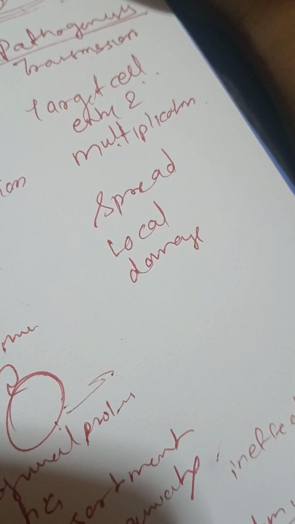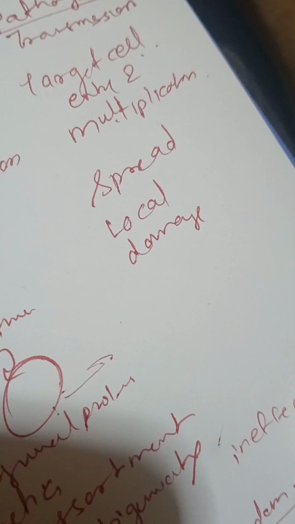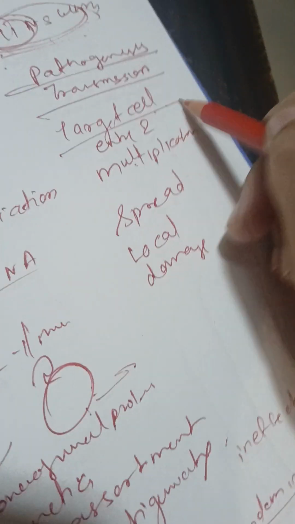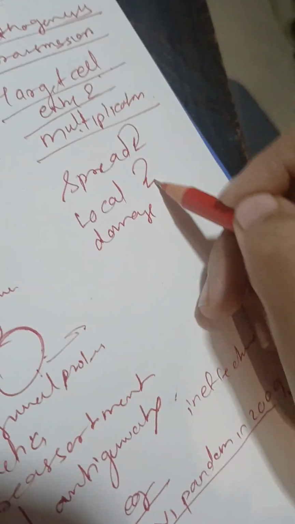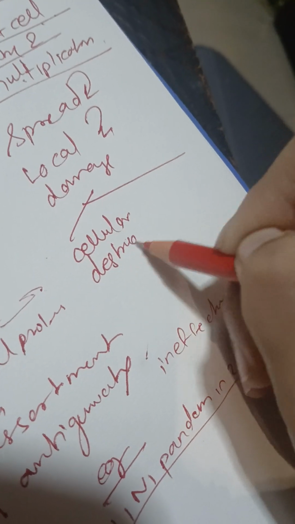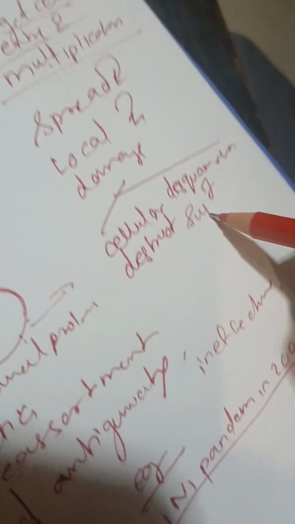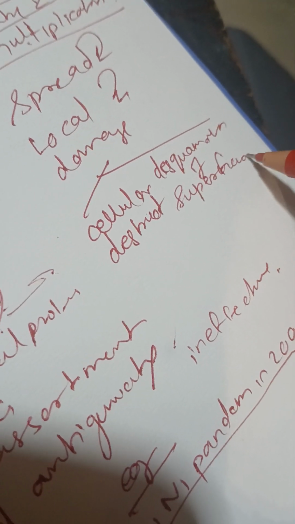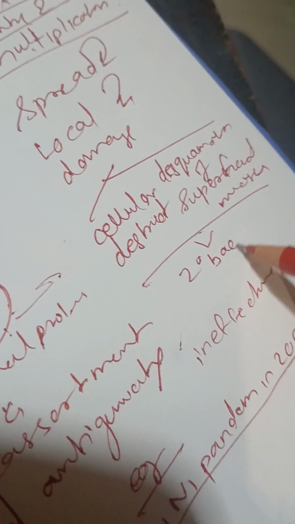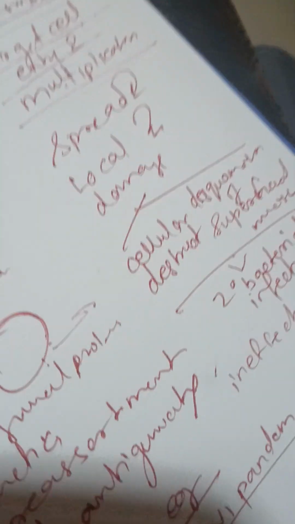Next is local damage. Influenza virus infection causes cellular destruction and desquamation of the superficial mucosa of the respiratory tract, which may predispose to secondary bacterial infection. So this is the sequence: transmission, target cell entry, multiplication, spread, and then local damage, by cellular destruction and by desquamation of superficial mucosa, which leads to secondary bacterial infections. Okay, that was about the pathogenesis.